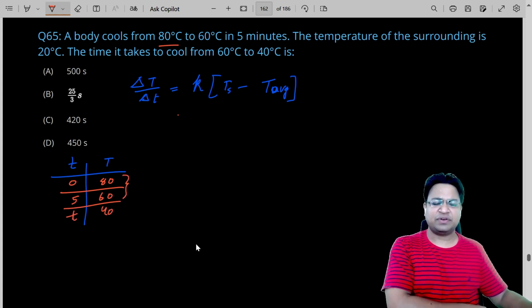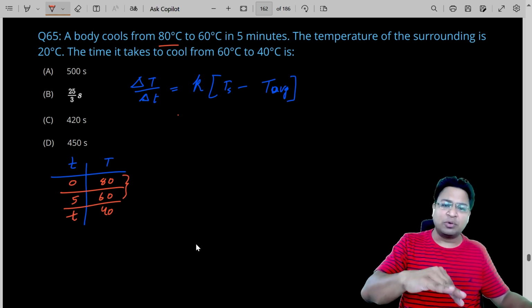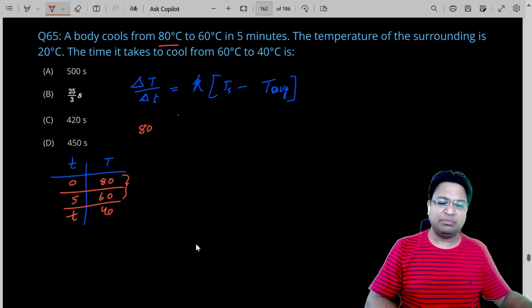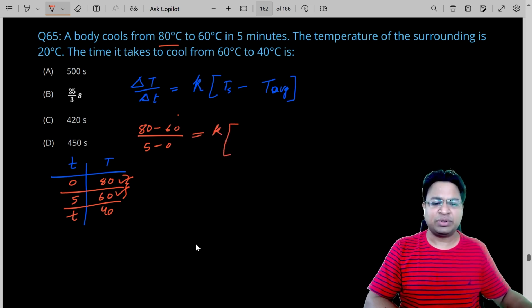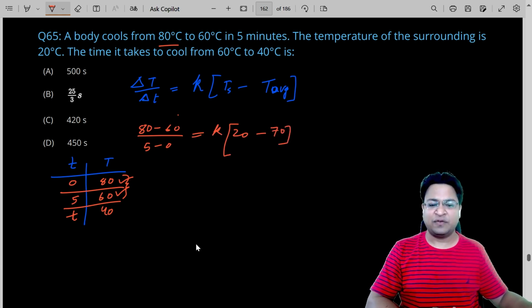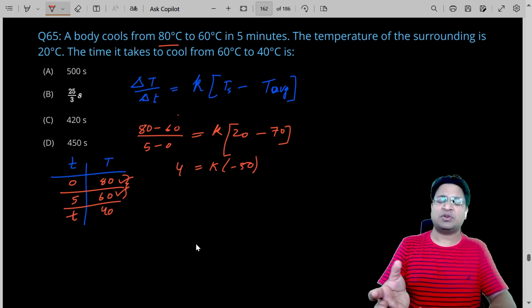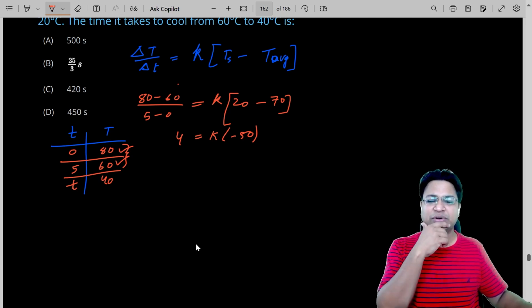So I will write the equation first using these two data points. So delta T, I'm going to subtract the lower one from the upper one. So 80 minus 60, divided by 5 minus 0, is equal to K times the surrounding temperature, which is given to be 20, minus the average. Average of these two is 70. So 20 by 5 is 4. So 4 is equal to K into minus 50. Don't worry about the negative sign. If you write the equation in the same manner as the previous one, even the minus sign will take care of itself. So from here we are going to get some value of K.